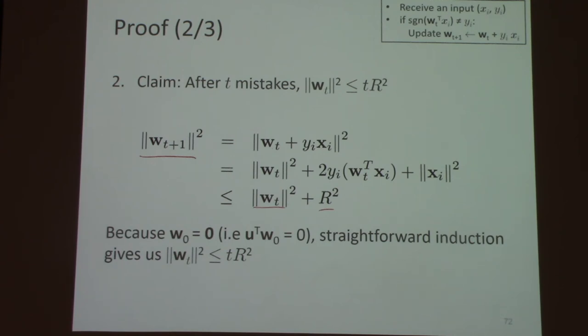It will be less than the previous norm plus r squared, but we know that the weights start off at 0, so the norm of W equals 0. So we can just apply induction again and we get what we want. Questions about this step?